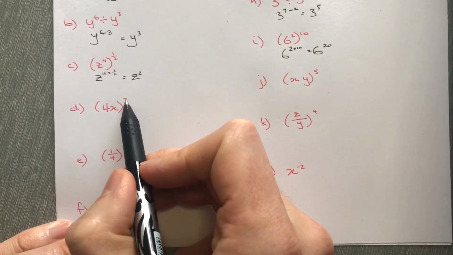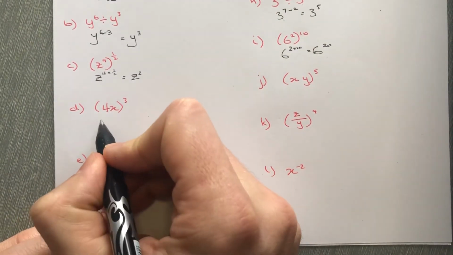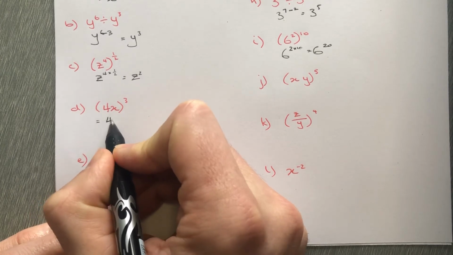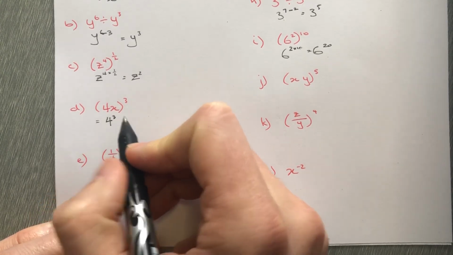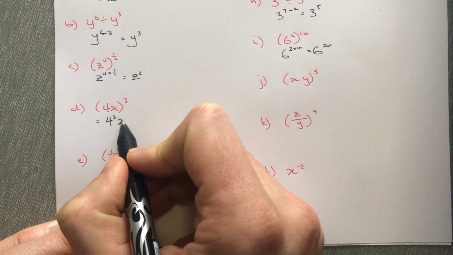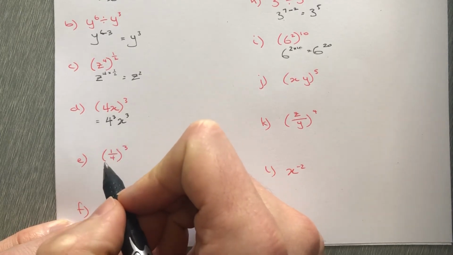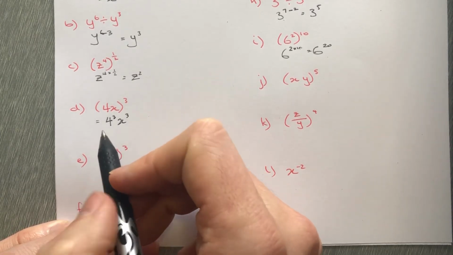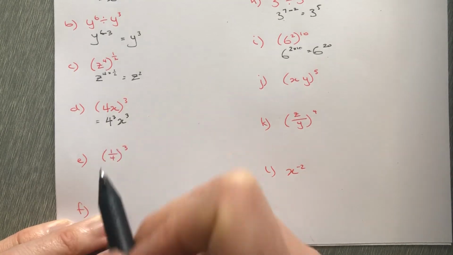Alright, so that 3 is going to apply to both of these in here. So we're going to have 4 to the power of 3 times x to the power of 3. Now we can simplify this one further, but I'm going to leave it for now.